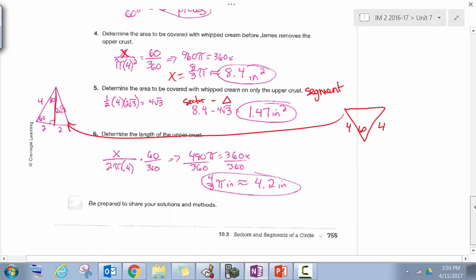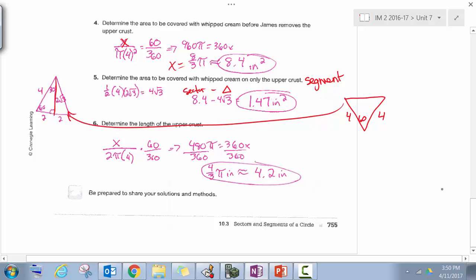Determine the length of the upper crust. Well, now we're talking about arc length. So this is just 2 pi r, our circumference, and x is going to be our arc length. So it's x over 2 pi r equals 60 over 360. Cross multiply, we get 480 pi equals 360x. Divide by 360. So x, or our arc, is 4/3 pi, or 4.2 inches.